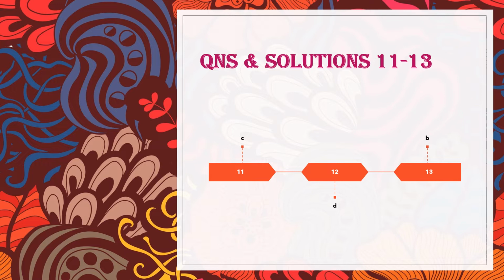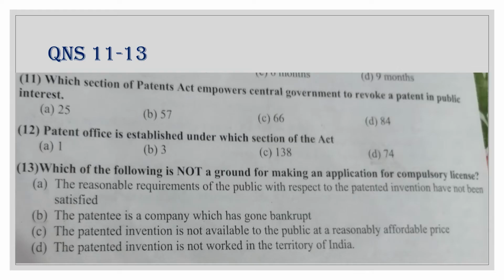Okay. So, as we are doing the backward approach, we are getting the solutions first and then we will go to questions. Let us proceed. Now, questions 11 to 13. So, question number 11 is, which section of Patents Act empowers central government to revoke a patent in public interest?